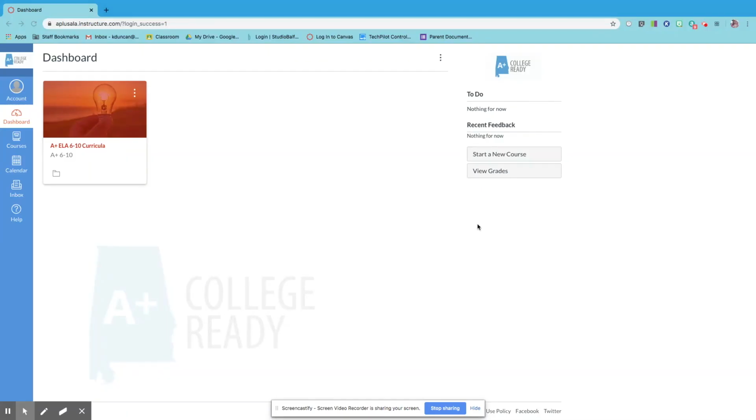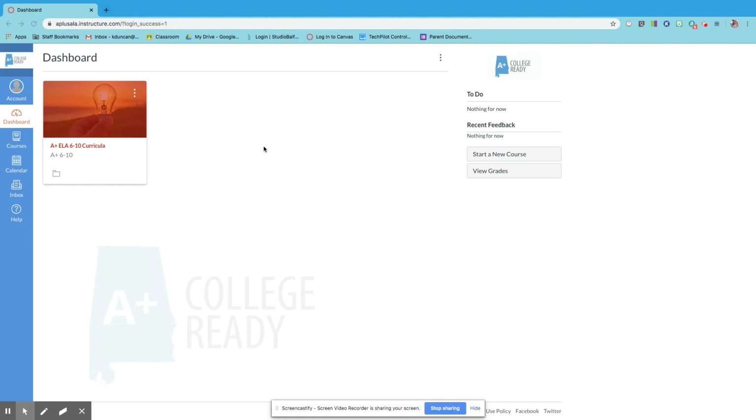A+ College Ready provides materials for research-based vocabulary instruction in the classroom. These are resources that are intended for teachers who do not have a successful vocabulary program in place. In our curriculum guides, you will find scheduled time for vocabulary instruction and assessment.